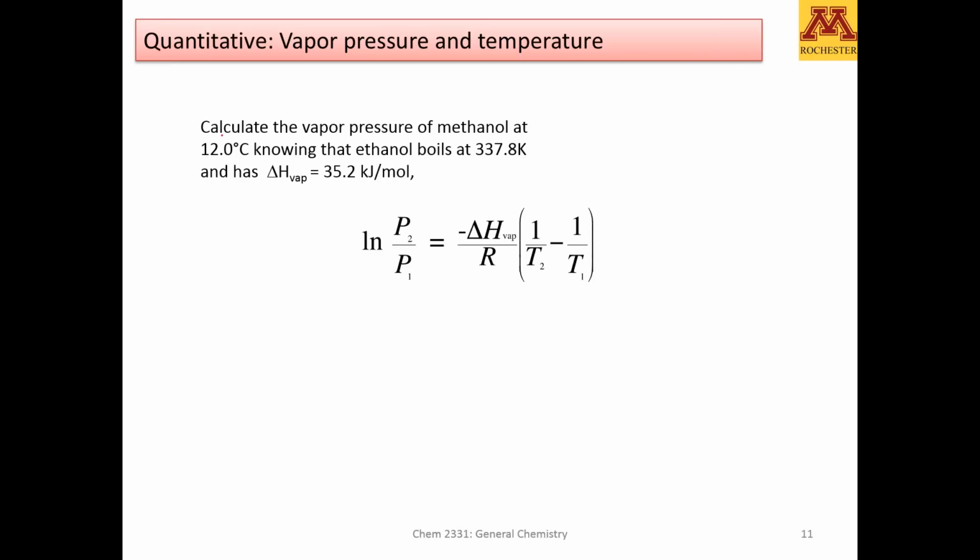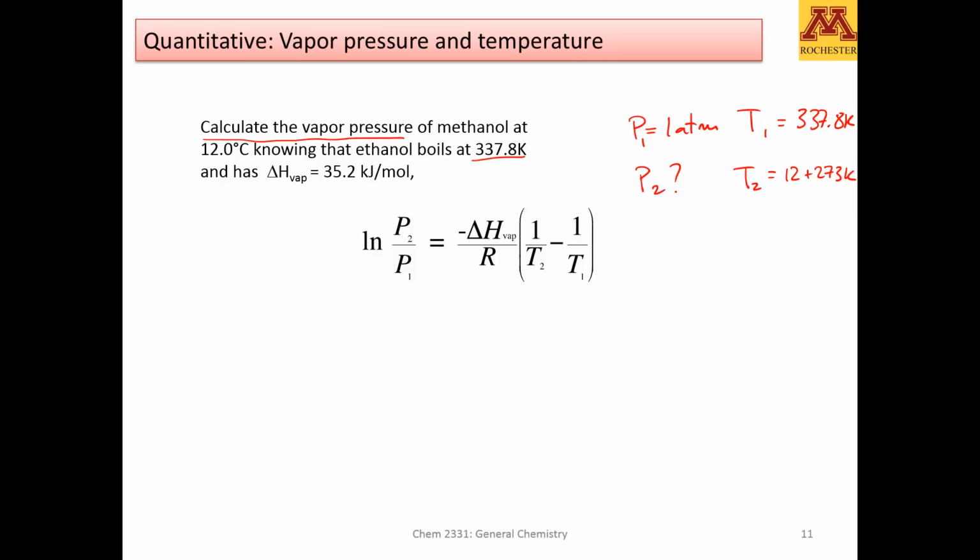So in this case, it's asking you to calculate the vapor pressure of methanol at a certain temperature, knowing that ethanol boils at this temperature. All right, if it boils at this temperature, it means that when the vapor pressure is 1 atmosphere, that's what boiling is, right? When the vapor pressure is equal to the atmospheric pressure, so let's call this P1, T1 is 337.8 Kelvin. So what it's asking is, what is pressure 2 such that temperature 2 is 12 Celsius, and I'm going to convert it into Kelvin.